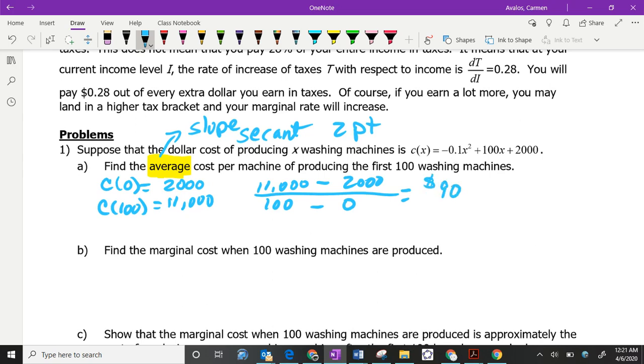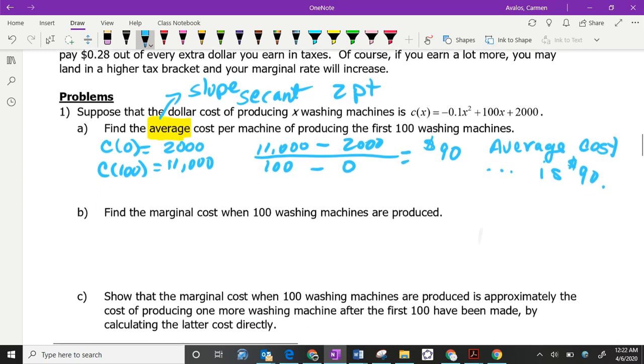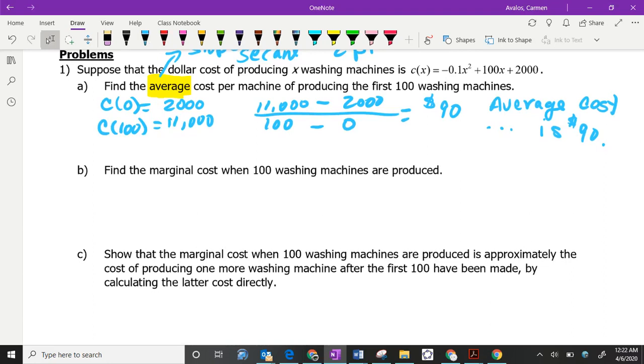So what does that mean? Make sure you write a sentence on there. Every one of these requires a sentence. So the average cost per machine of producing the first 100 machines is $90. So that's what you would write on there. I just don't want to take the time, make the video longer. Okay, so it's saying that the average cost is $90 per machine.